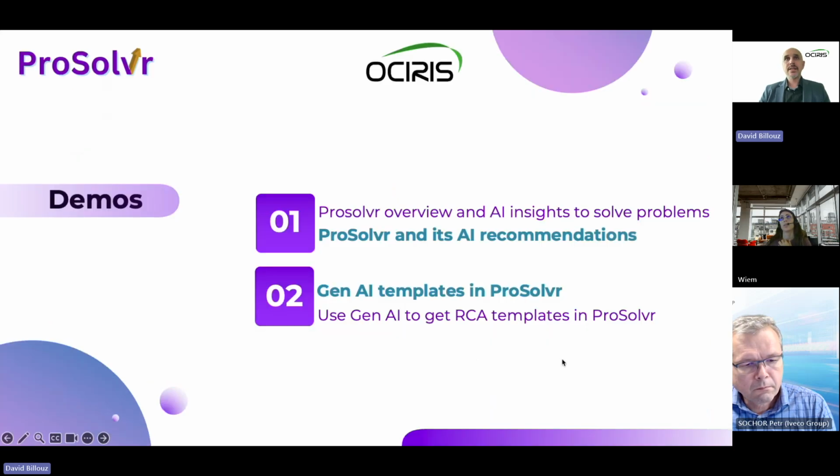Okay, now let's see the first demo I have for you, which is a Prosolvr overview and AI insights to solve problems. And then we will see another one, which is how we can use generative AI templates within Prosolvr to automatically create some Ishikawa when we describe a problem. Those are the two use cases we will see today.